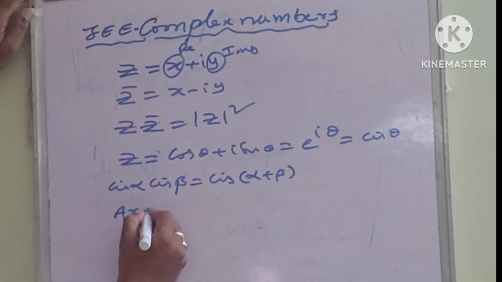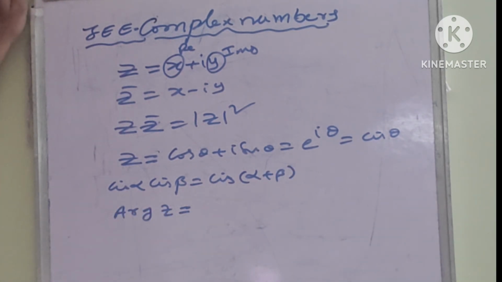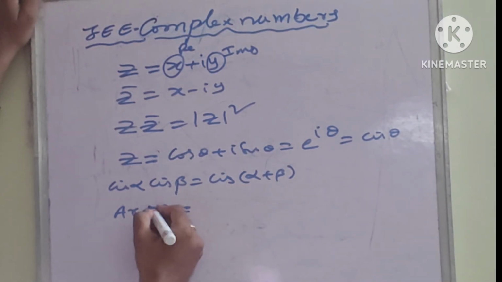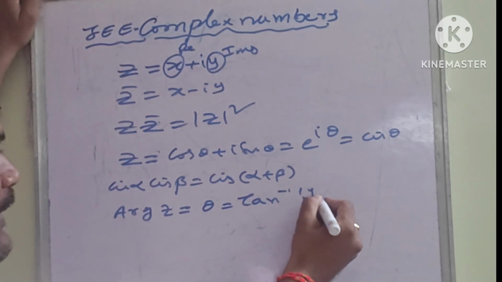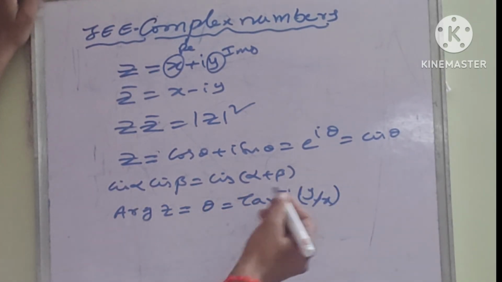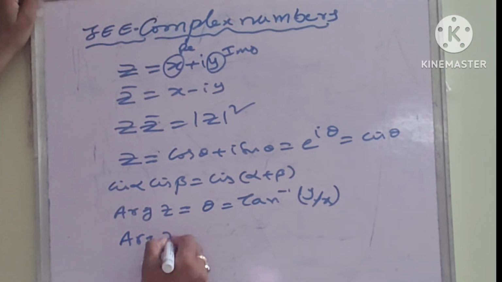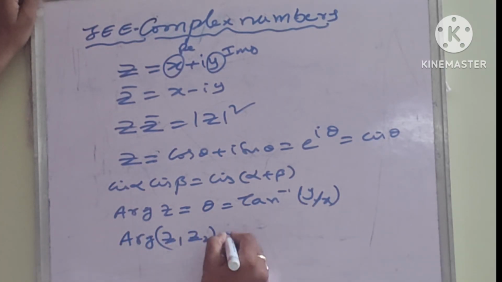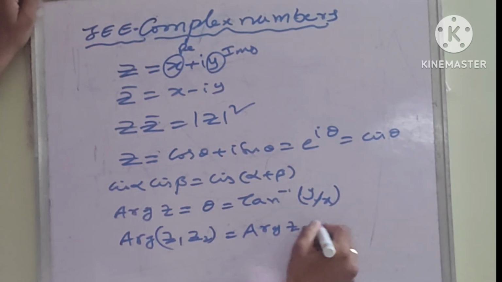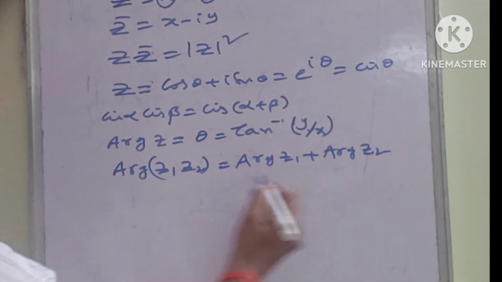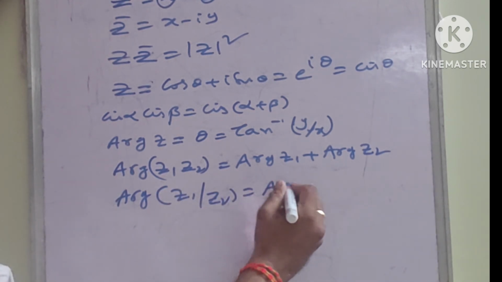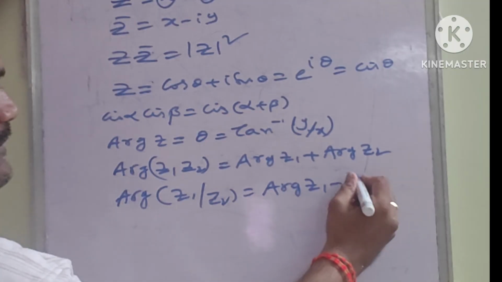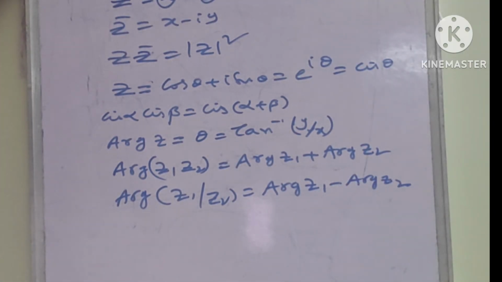Now arg z is also called the amplitude of z. So the argument of z, theta, is equal to tan inverse of y by x. Now this is the most important: arg of z1 z2 is equal to arg z1 plus arg z2. And arg of z1 by z2 is equal to arg z1 minus arg z2. These are the most important formulas.